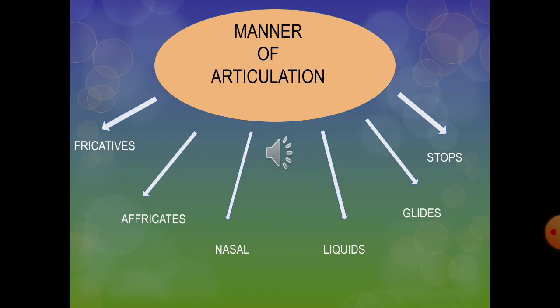In this session, we will talk about manner of articulation, or how we make sounds. There are 6 different ways or manners of articulation. They are fricatives, affricates, nasals, liquids, glides, and stops.